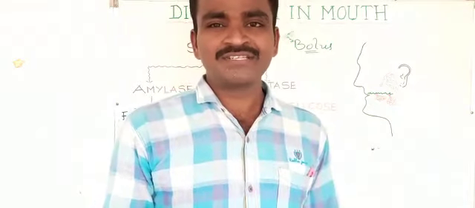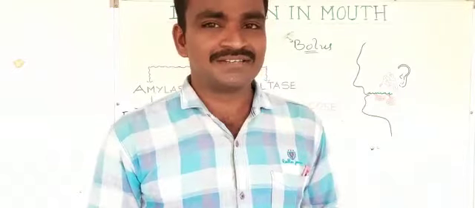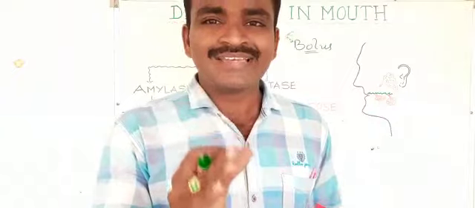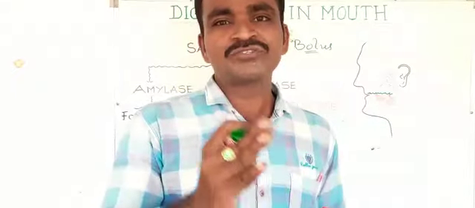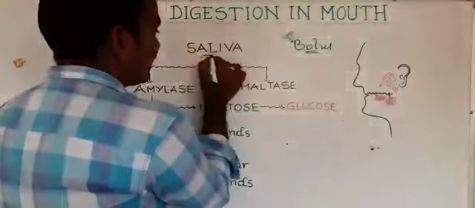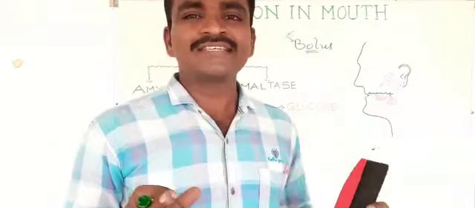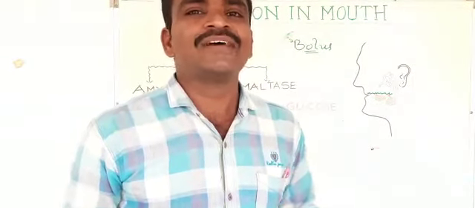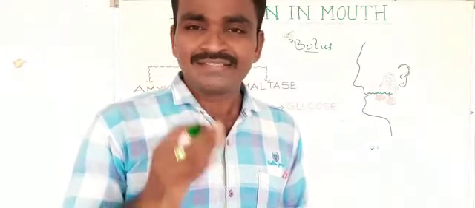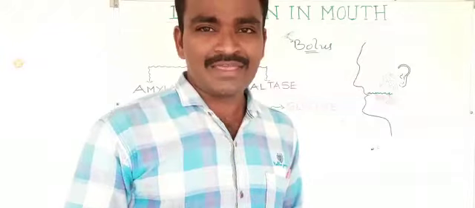But not all the food substances are digested here. Only carbohydrate is digested, converted from complex to simple in the mouth by the action of saliva. Saliva is an enzyme secreted from the salivary glands. These salivary glands secrete a fluid called saliva.